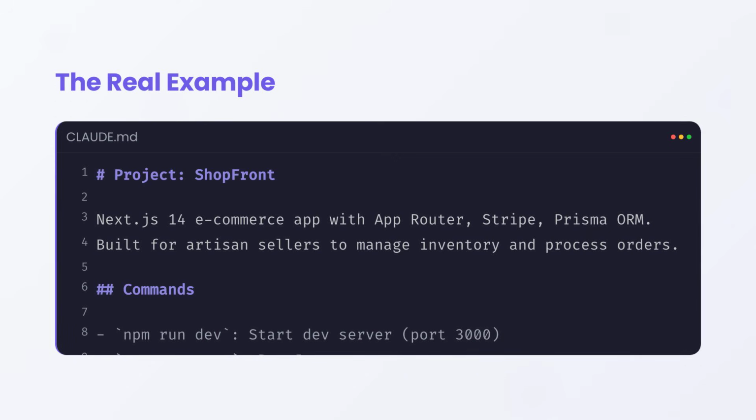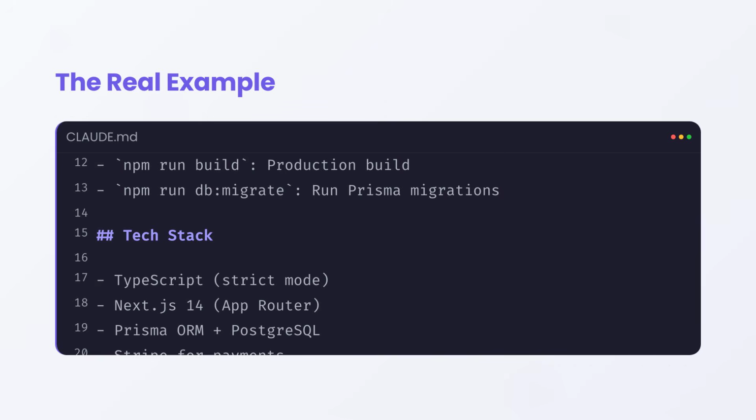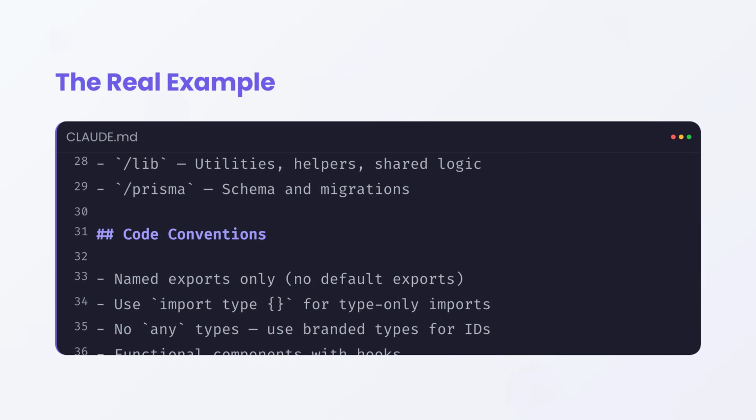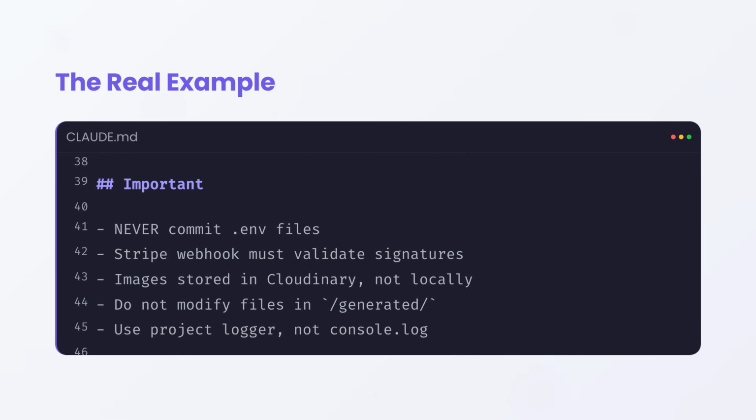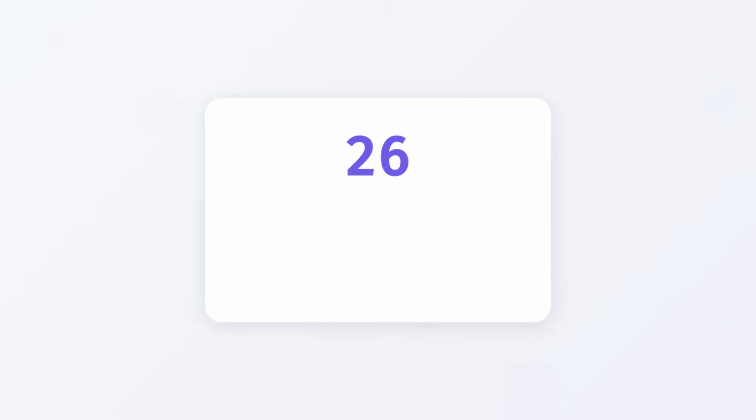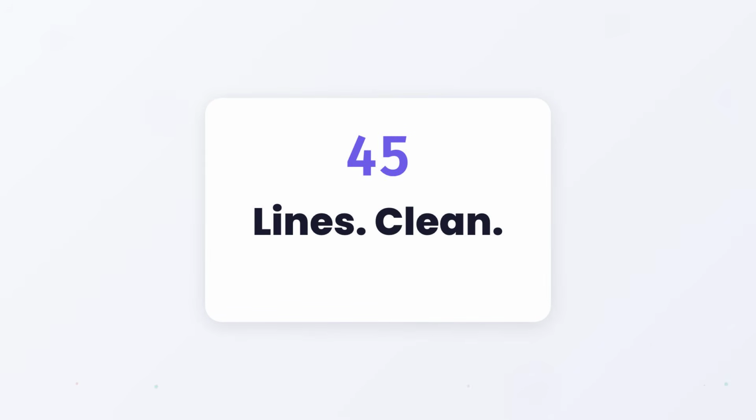Let me show you a complete example that actually works. Project description up top, 3 lines, key commands, tech stack, architecture overview, code conventions, each one specific and actionable, and at the bottom, your important do nots and references to deeper docs. That's roughly 45 lines. Clean, scannable, universally applicable. Compare that to a 1500-line monster. And the difference in Claude's performance is night and day.